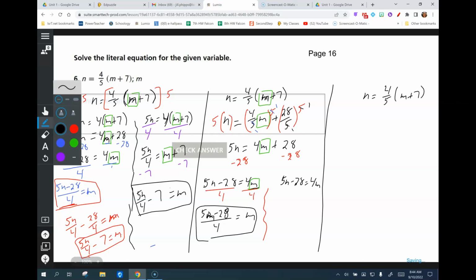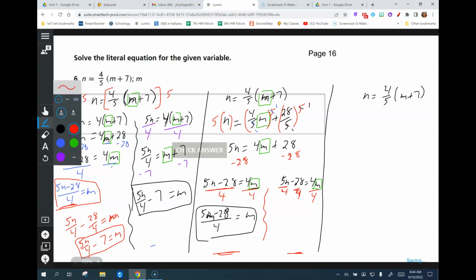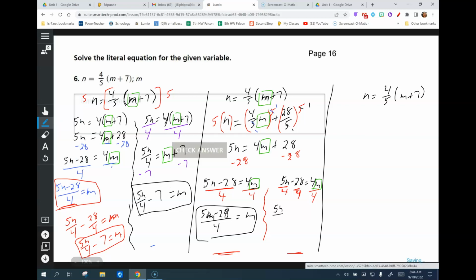The other option that I really want you to be aware of, because it's going to show up in graphing, is that we can divide every single term by 4. Divide every single term by 4. Both sides do this. So this side and this side I'm still dividing by 4, I can just show it 2 different ways. Here I divided the whole thing. Here I divided each individual term. Okay, so I get 5n over 4 minus 7 is equal to m. Notice my answers. Do they look familiar? Have I seen them? Yes, I have.